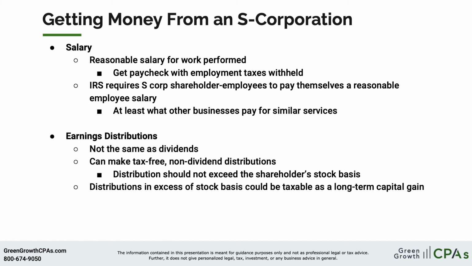The next way to get money out of your S-Corporation is going to be an earnings distribution. Now, distributions are not the same as dividends. S-Corporations are able to make tax-free, non-dividend distributions on the provision that the distribution does not exceed the shareholder's stock basis. Now, note that if you take a distribution in excess of your stock basis or the amount of the company that you own, this amount could be taxable as a long-term capital gain.